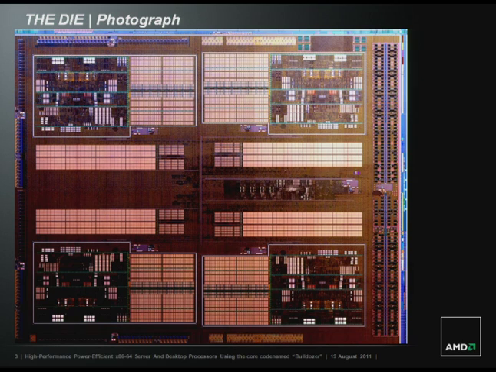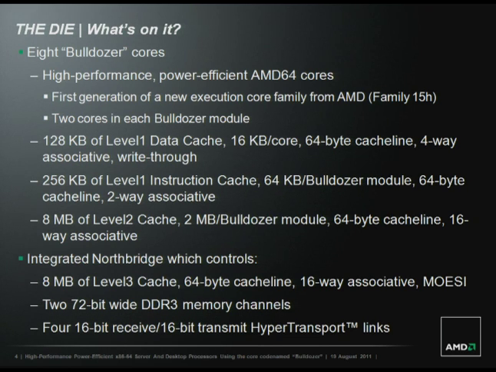So here is a photograph of the die that makes up the 3 products that I'm going to be talking about today. This is the desktop section, but actually it's 1 desktop CPU and 2 server CPUs that I'll be showing. So what's on the die? We have 8 Bulldozer cores. Mike Butler from AMD was here last year to talk in a lot of detail about the Bulldozer core. So if you weren't here last year, I recommend going onto the website and looking through his presentation for the real nitty-gritty details of the core, but I'll try to cover some of the highlights. It's a high-performance, power-efficient AMD64 core. These parts are going to be the first generation of a new family, 15h.